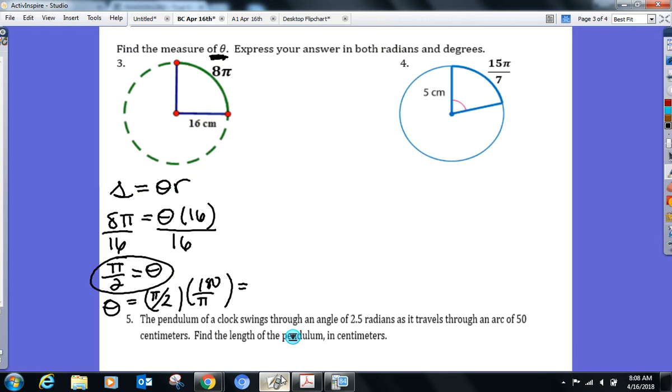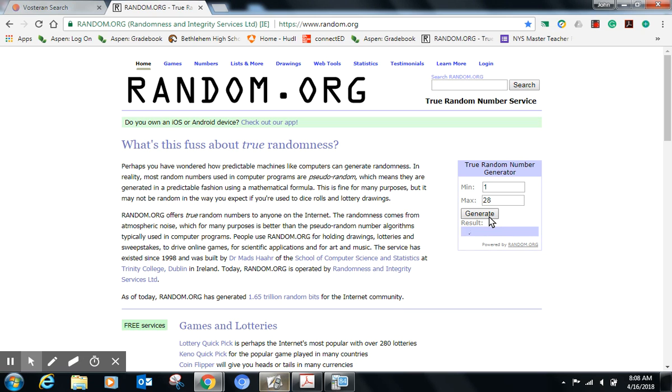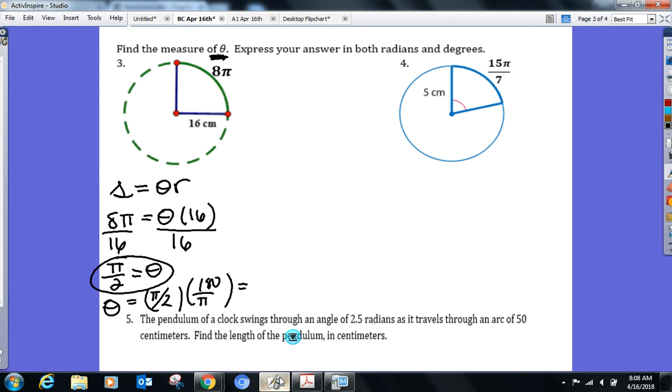16, what do you got? Oh, perfect. 90 degrees. Nice job, Maya. 90 degrees. If you wanted to go back and use measure over 360 times pi d, that's fine. You should still get 90 as well.